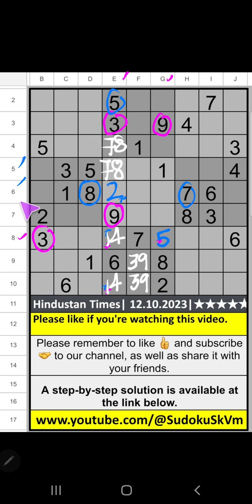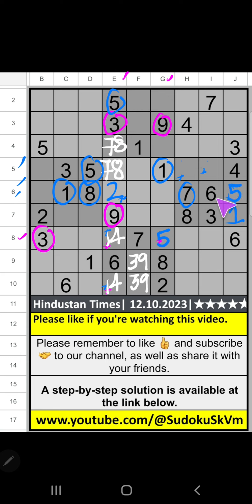5th row and 6th row, we have 1. So 1 can't come in these cells. Then 1 is confirmed here. 5th row, we have 5. So 5 can't come in these cells. Then 5 is confirmed here.